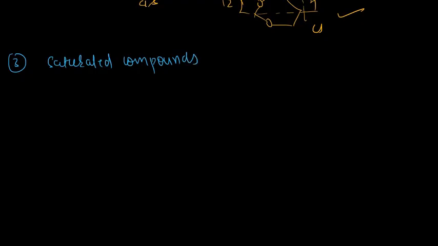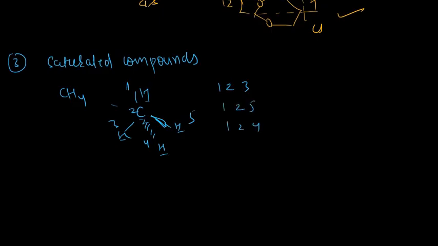In saturated compounds like CH4, how many planes of symmetry does CH4 have? 1, 2, 3 and 4 hydrogen. A plane which should contain hydrogen, carbon and hydrogen, and every plane going through these points, hydrogen, carbon, hydrogen, will generate a plane of symmetry. How? You can imagine a plane containing 1, 2, 3, 4, 5. 1, 2, 3 will also be a plane of symmetry. 1, 2, 5, 1, 2, 4, 3, 2, 5, 3, 2, 4. All these have the plane of symmetry, right?